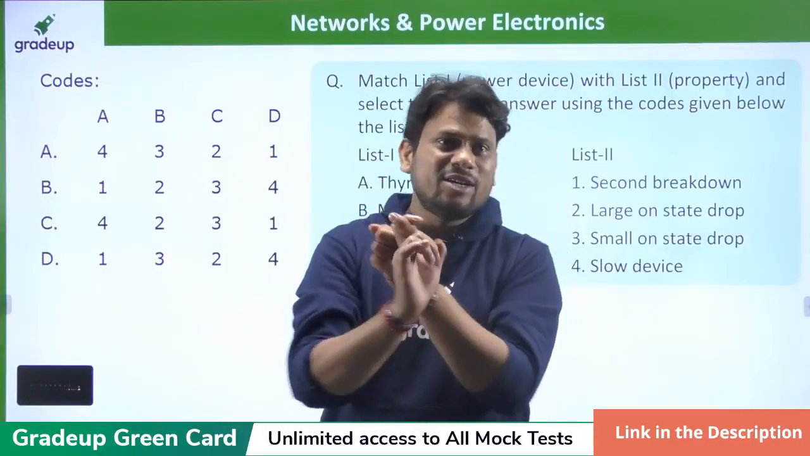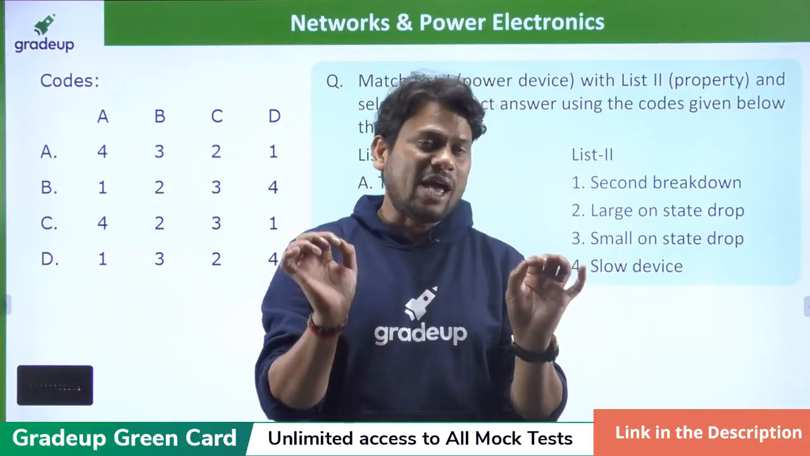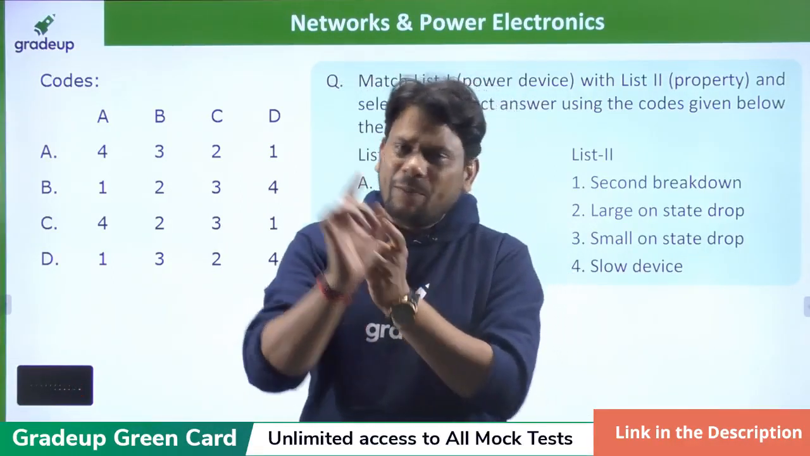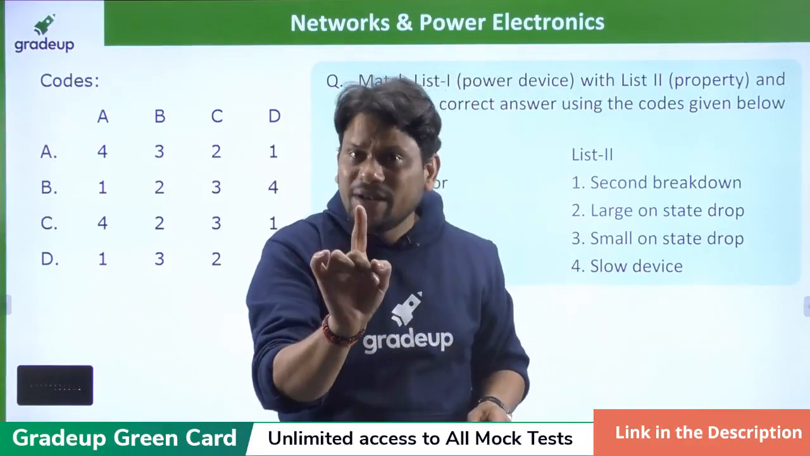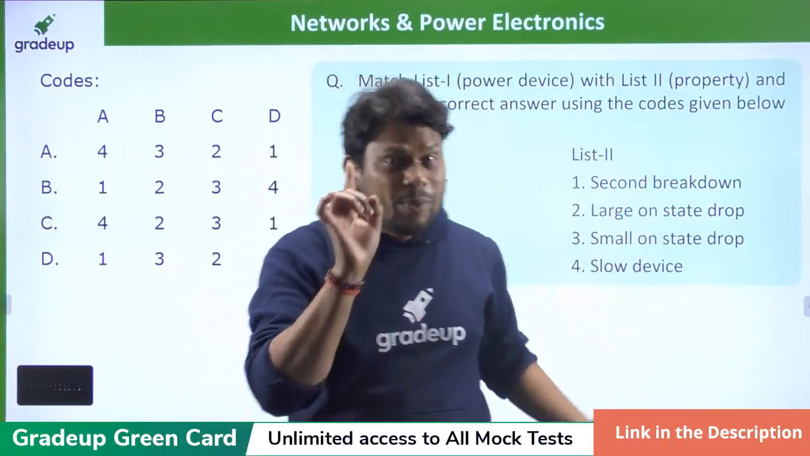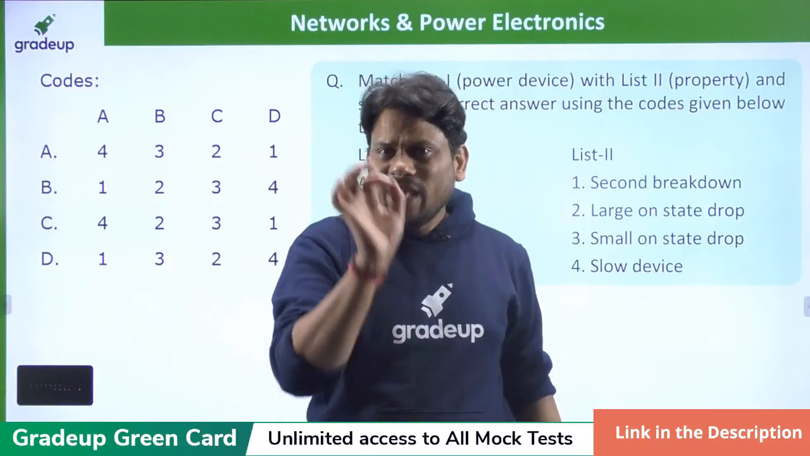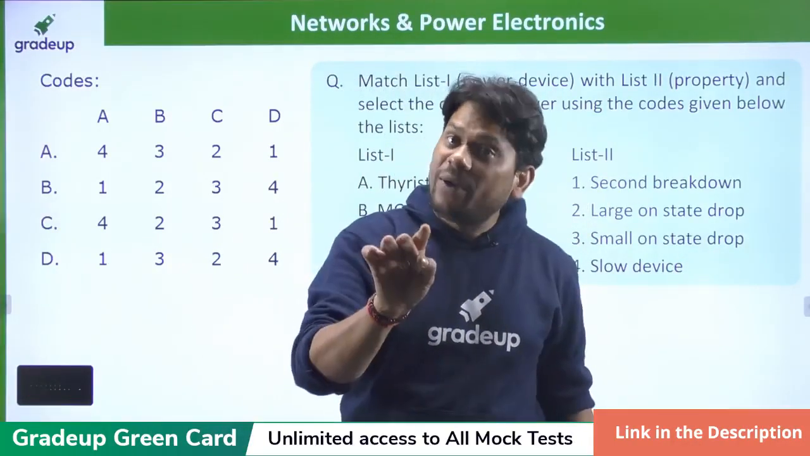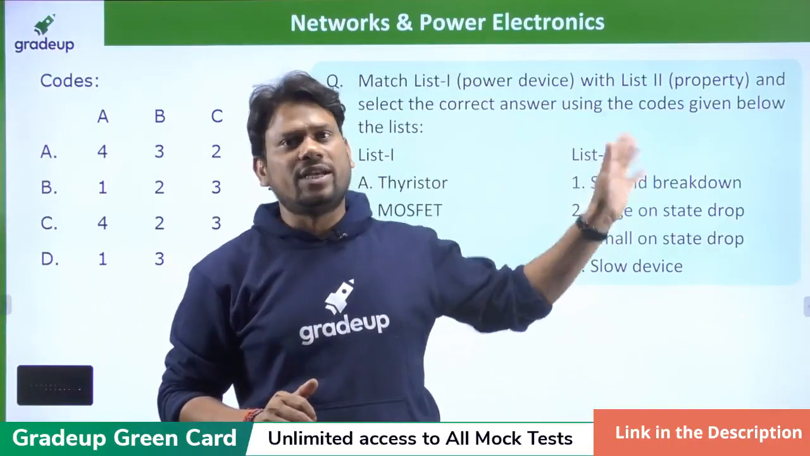Please listen to me carefully, whatever I am going to deliver. BJT provides minimum conduction loss in comparison to any other power electronic device, and MOSFET provides minimum switching loss in comparison to any other device.